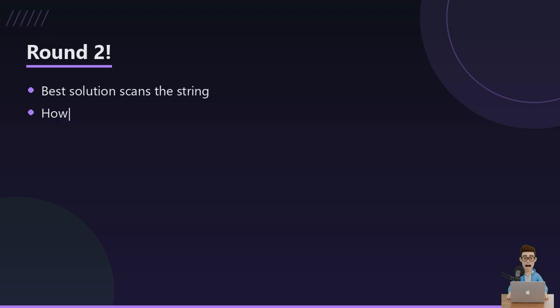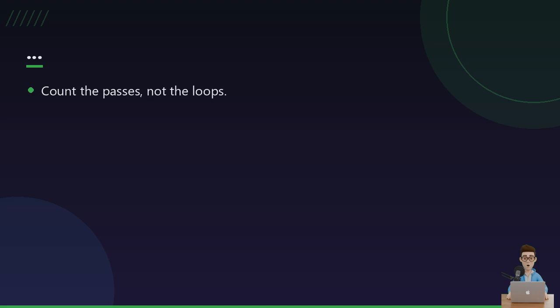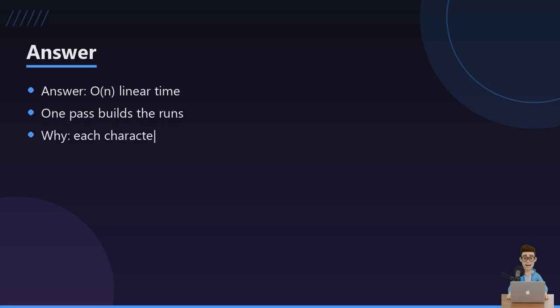We chop into runs and check neighbors once. What's the time complexity here? Pause and pick one. Remember, we never look back once a run is measured. It's linear, O of n. We touch every character a single time while grouping the runs, no nested scans.